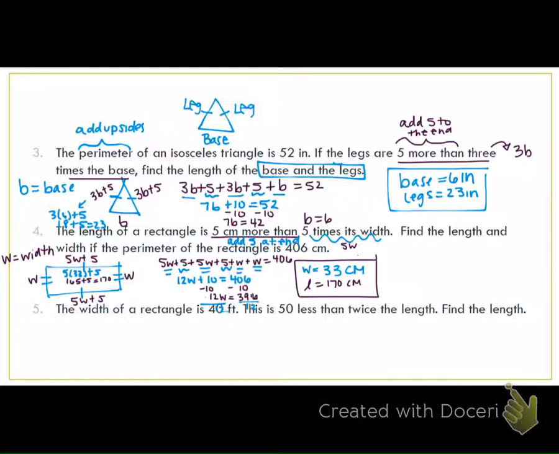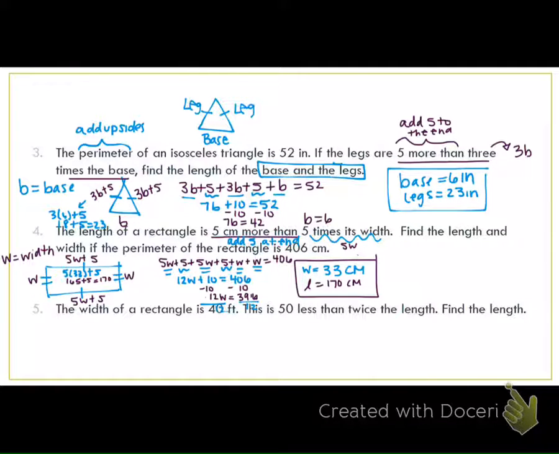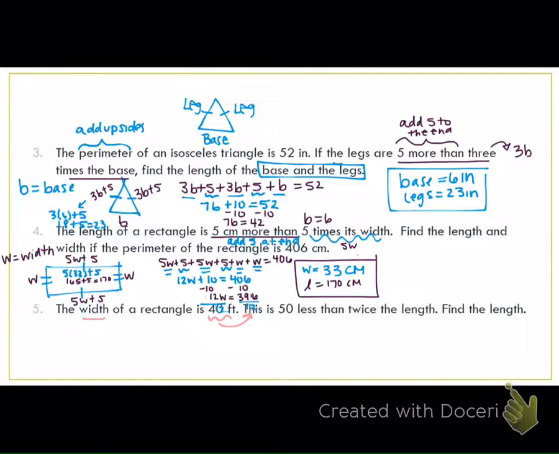Yes, Pete. All right, the width of a rectangle is 40 feet. This is 50 less than twice the length. So it says the width is 40 feet, and then it refers to the word this. This is referring to the width, right?